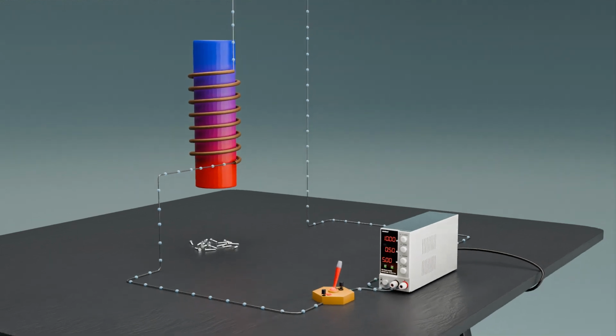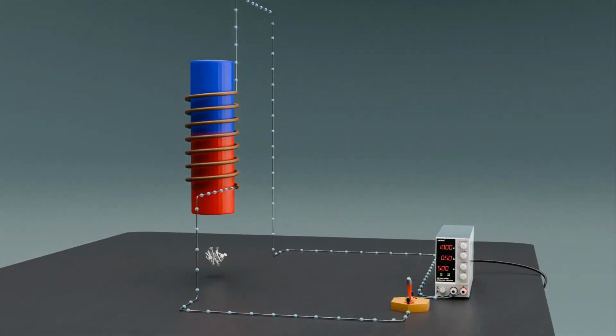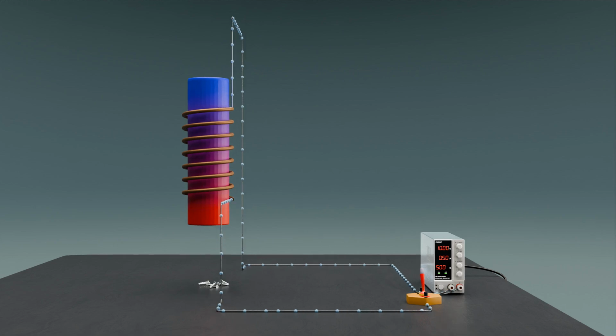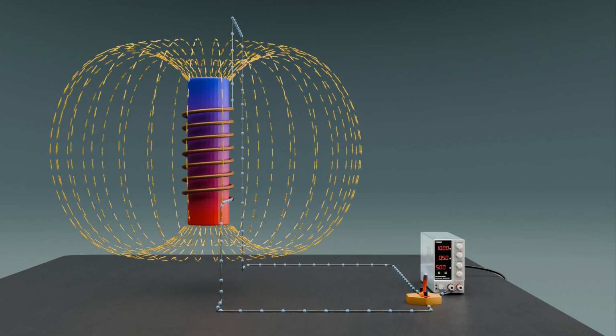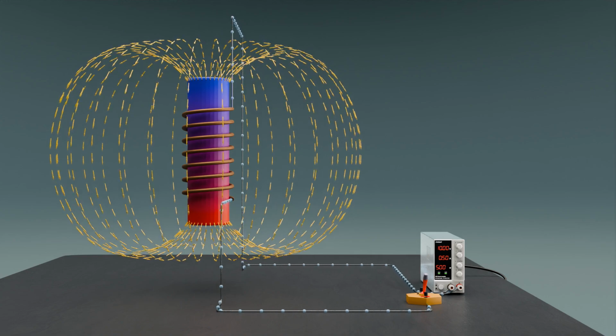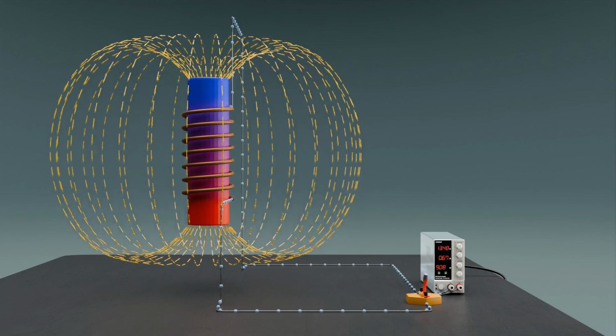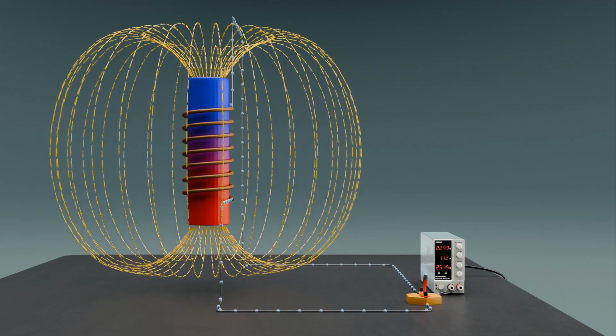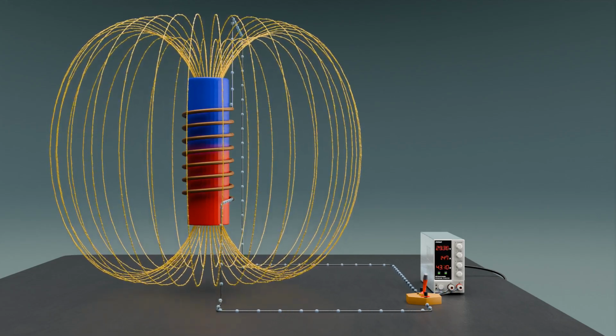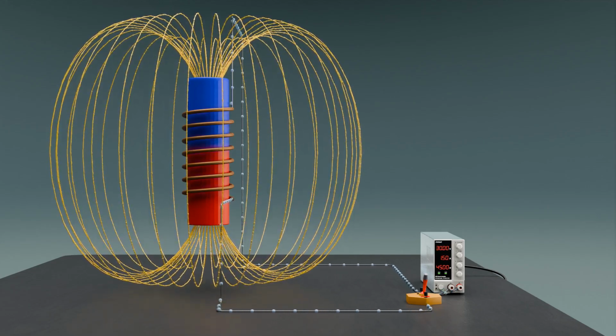The magnetic field generated by the solenoid exerts a force on the nearby nails, causing them to be attracted to the electromagnet. Watch as we increase the DC voltage applied to the solenoid. This coil of wire, wound into a helix, is designed to produce a magnetic field when an electric current passes through it.